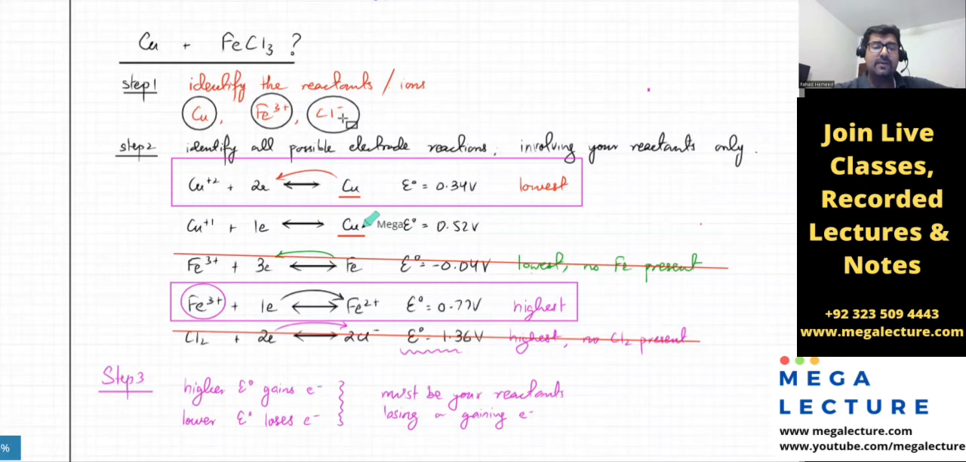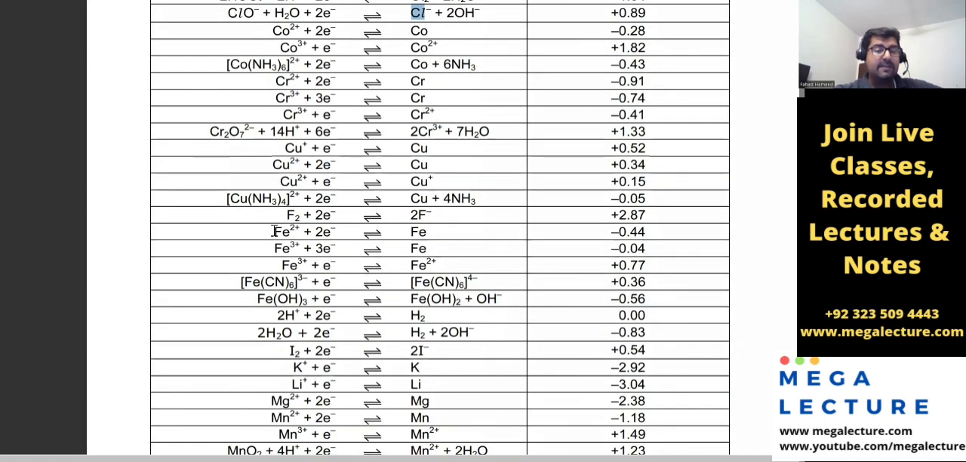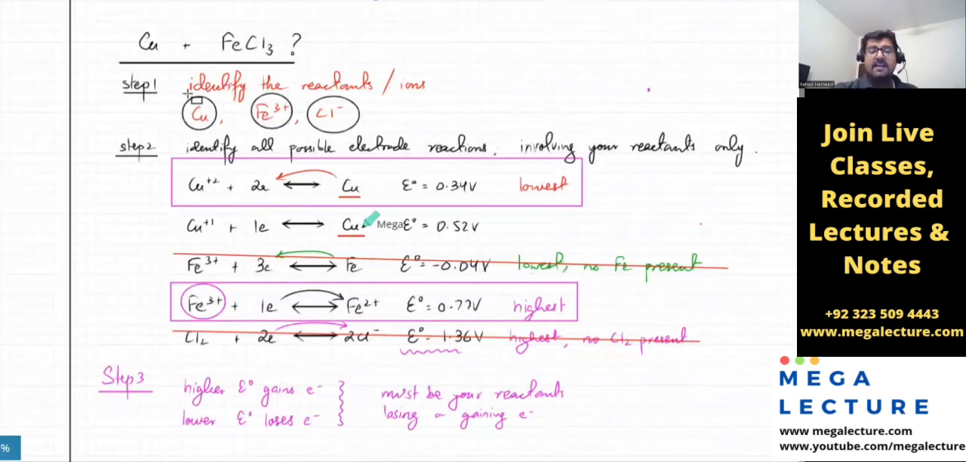We wanted to figure out, so I wrote down all possible electrode reactions involving copper, only copper, just neutral copper. And I wrote down all electrode reactions that involved Fe3+, but only Fe3+. I did not write equations that did not have Fe3+. Like I did not write this reaction, I had Fe3+ in my reactant. So I wrote down all possible reactions that only involved Fe3+. This one over here had something happening to Fe3+. So I wrote down all reactions that involved these particular ions.